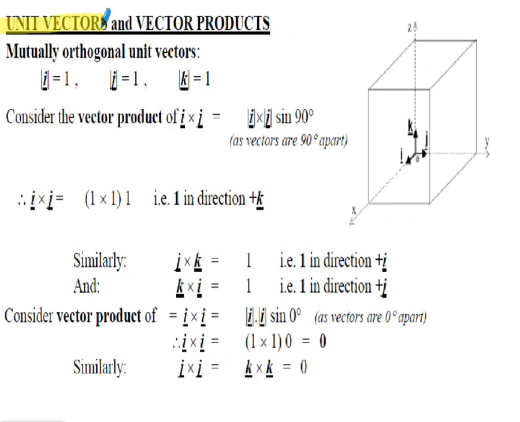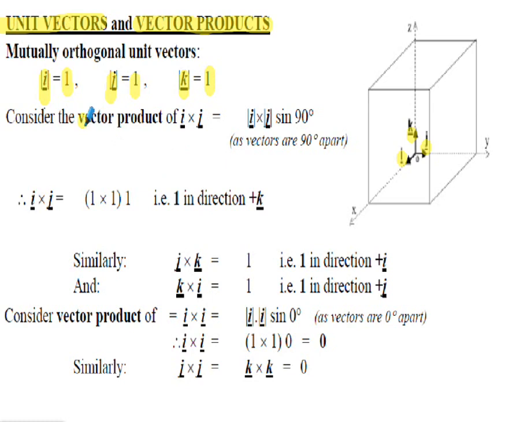Let's consider unit vectors and their vector products. We know from previous work that the unit triad i, j, k, shown in the sketch here, are mutually orthogonal vectors. The magnitude of vector i would be 1, the magnitude of vector j would be 1, the magnitude of vector k would be 1 because they're unit vectors.